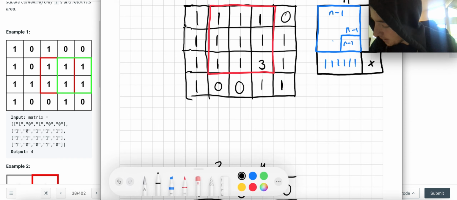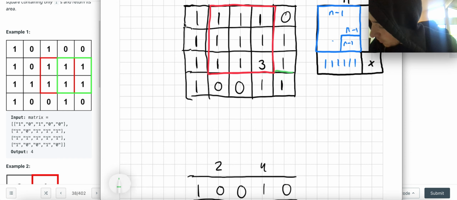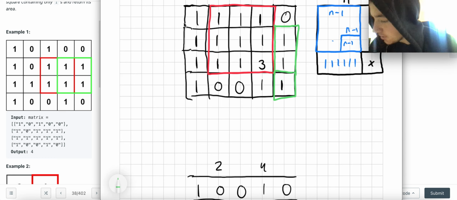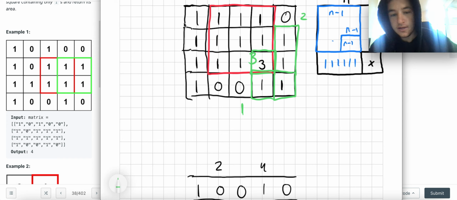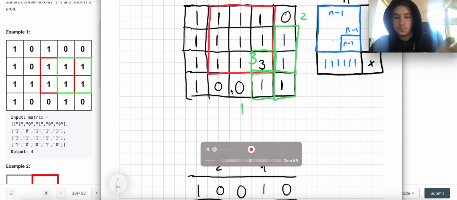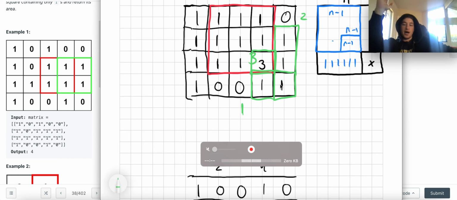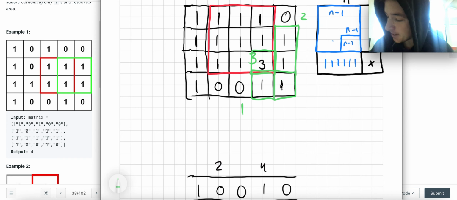So then once you get here, you're going to say, okay, well, I have 2 above me. So this is 2. I have 1 to my left. And then, oh, what square do I have in this position? Oh, I have 3. So I have a larger square in this position here. But I'm still constrained by the widest and the highest, right? I'm constrained from my left and above. Because the largest square I can make in this space is here.